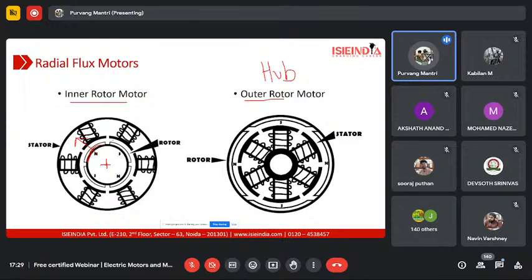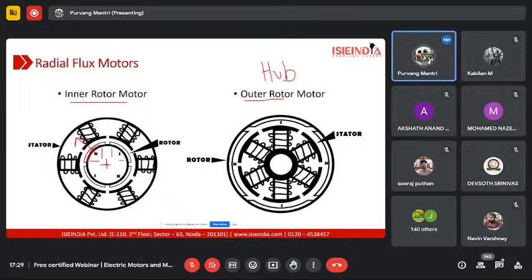So that's the reason why, if you are using an inner rotor motor, the magnets will not be mounted on the surface. Manufacturers prefer to mount them on the internal side. But when we are using an outer rotor motor, the magnets are definitely going to be mounted on the surface of the rotor. Okay, so these were all the types of radial flux motors.